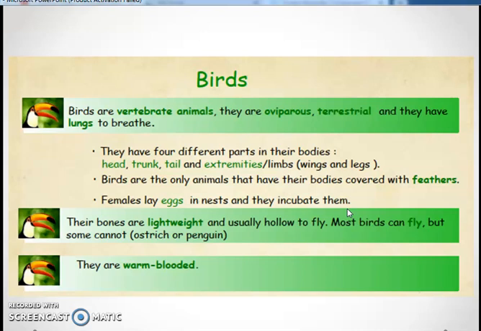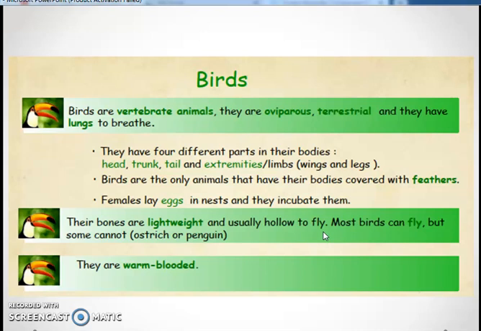Their bones are very lightweight and sometimes are hollow. So it makes it easy for the birds to fly. If their bones were not light, it would be difficult for them to fly, because if the bones were not hollow or lightweight, then the weight of the bird would be too much and it would not be possible for their feathers to help them to fly. Most of the birds can fly, but not all. Like ostrich, penguin, they are birds because they have feathers, but they cannot fly.